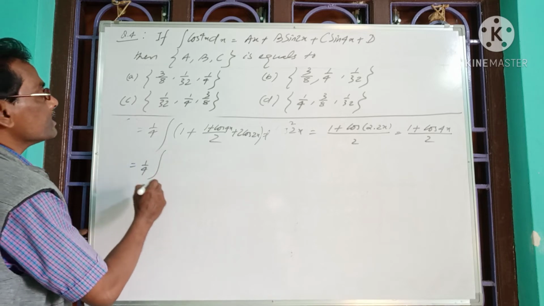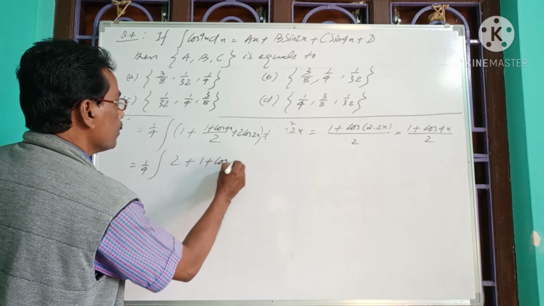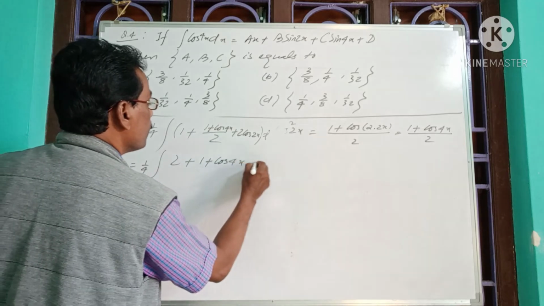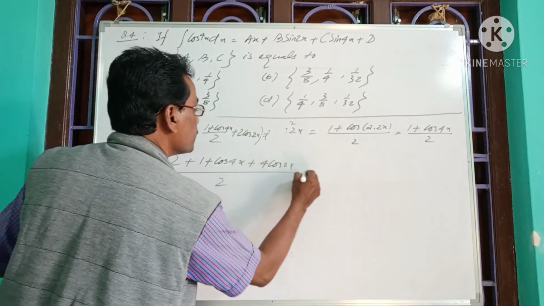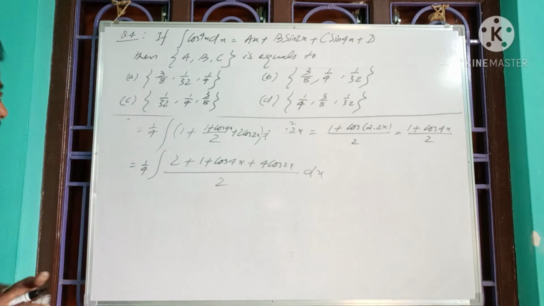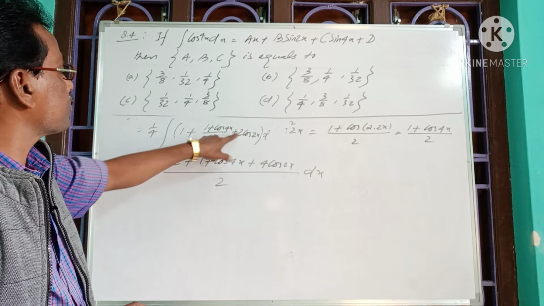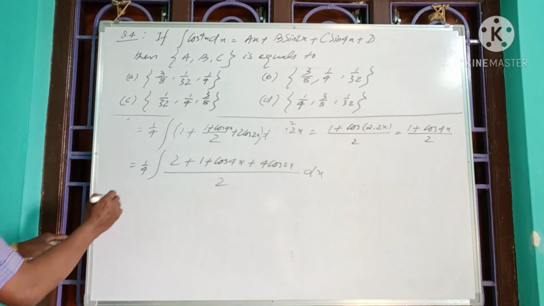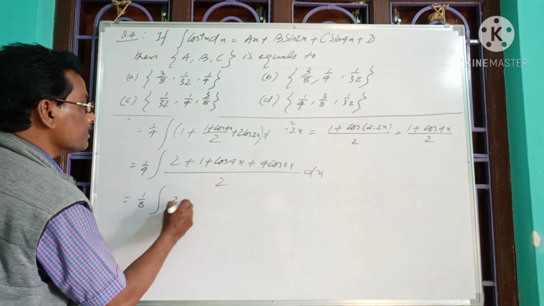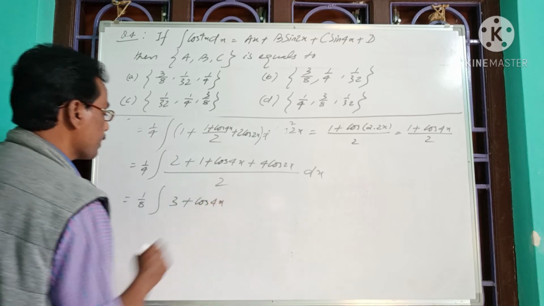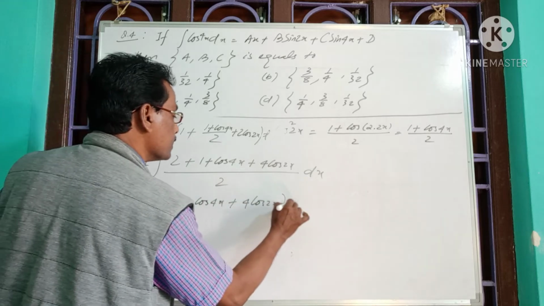1 by 4 whole into integration of, so adding we have 2 into 1, 2 plus 1 plus cos of 4x plus 4 cos 2x by 2 whole integration with respect to x. So simplifying, we have 2 into 1 plus 2 plus 1 plus cos 4x plus 2 into 2, that is 4 plus cos 2x by 2. Now again simplifying, we have 1 by 2 into 1 by 4, that is 1 by 8 into integration of 2 plus 1, that is 3 plus cos of 4x plus 4 cos 2x whole integration with respect to x.